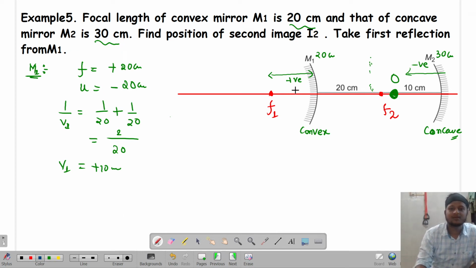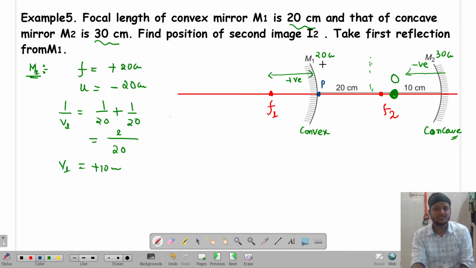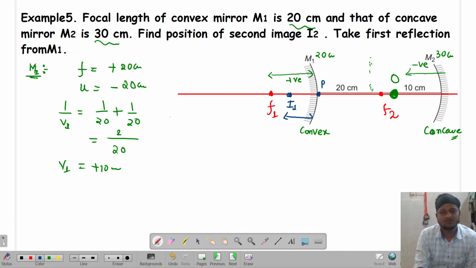Look over here, this is the focus and pole. For this mirror M1, the focus is plus 20, so between focus and pole I am getting my image, which is I1, and its distance from the pole is plus 10 centimeter. Got it or not?